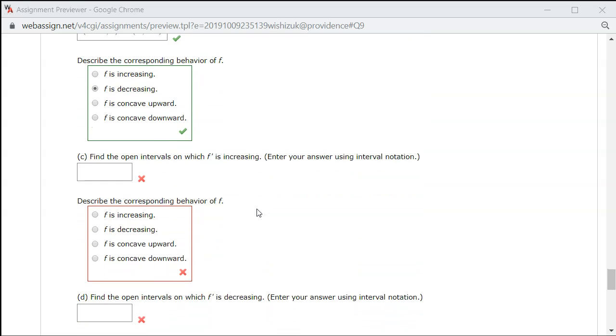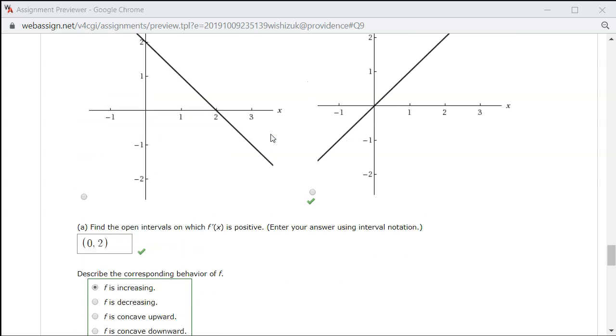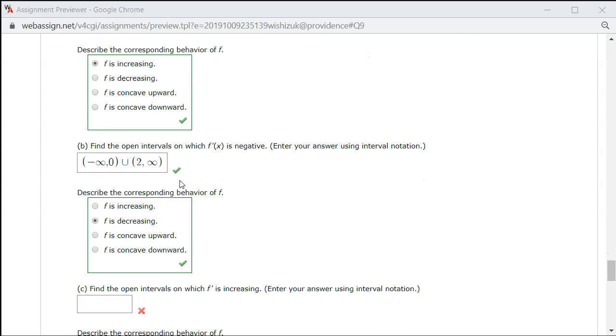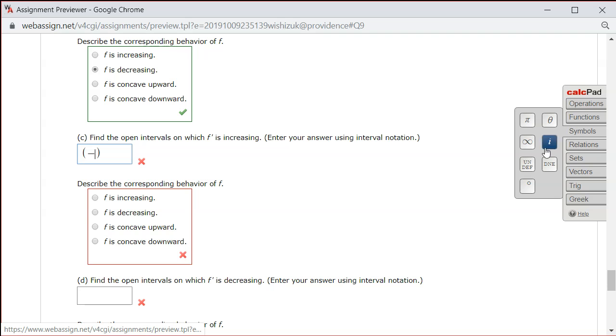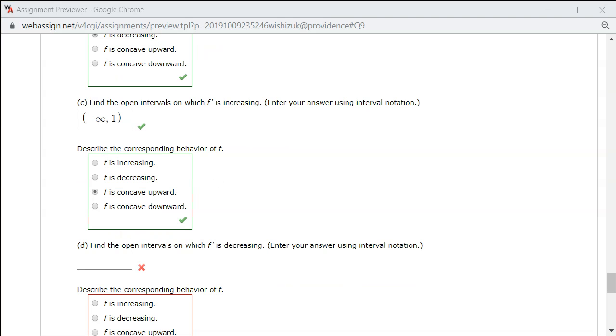Let's move on to part C. It says to find the open interval on which f prime is increasing. So here's f prime. You can see that it's increasing all the way up to 1. So we know that this is going to be negative infinity to 1. Then if f prime is increasing, by definition, f is going to be concave upward. Let's check the answer. I came back and it looks like we got part C correctly.